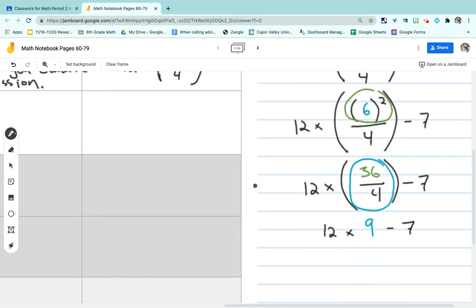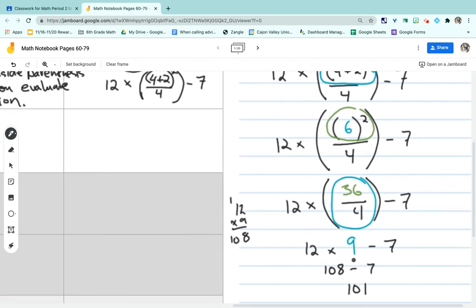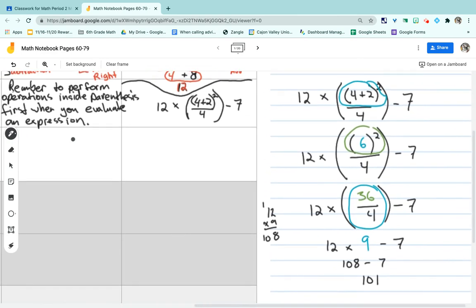Now, I did this earlier, but I'll do this again. I don't know what that is offhand, but 12 times 9, 2 times 9 is 18. Carry the 1. 1 times 9 is 9 plus 1, so 108. So this would be 108 minus 7, and 108 minus 7 is 101. So this big, long expression that we solved using the order of operations, let me zoom out a little bit, equals 101.